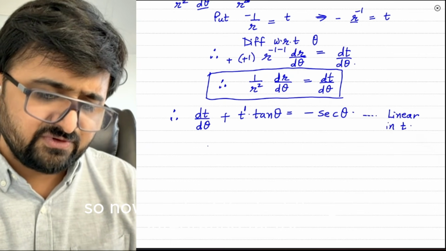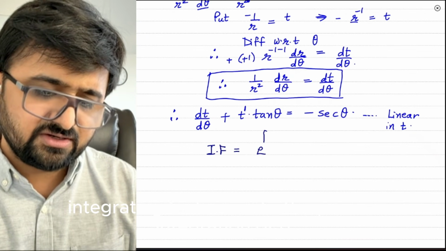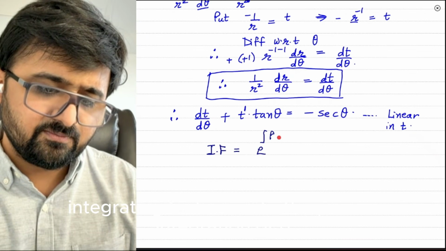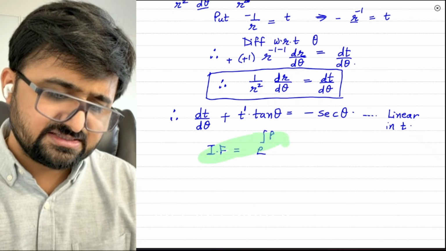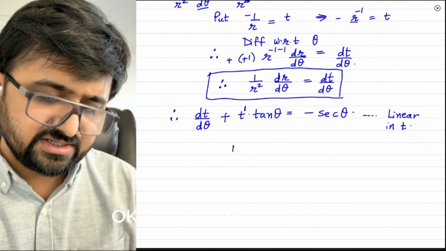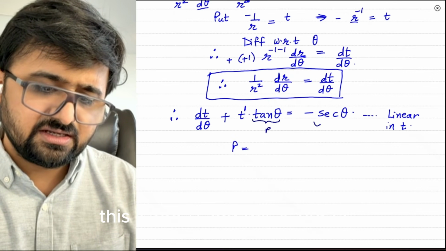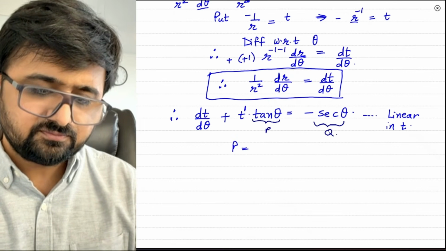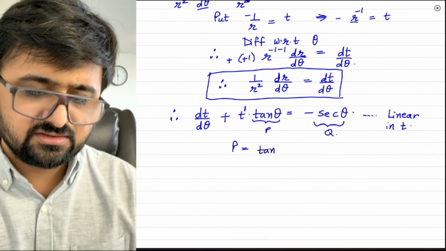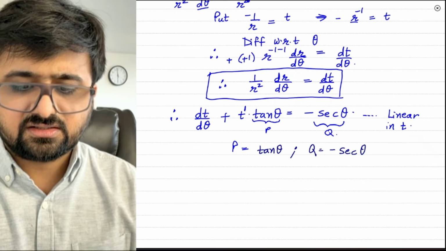So now the first thing is to find the integrating factor. Integrating factor is e to the power integration of p. Before that, let's just find the values of p and q first. This is our p and this is our q. So p is tan theta, and q is minus sec theta.